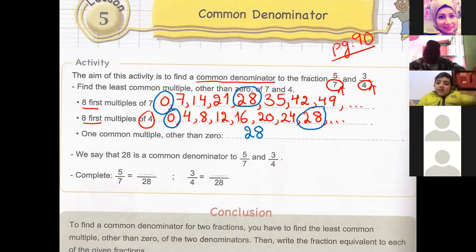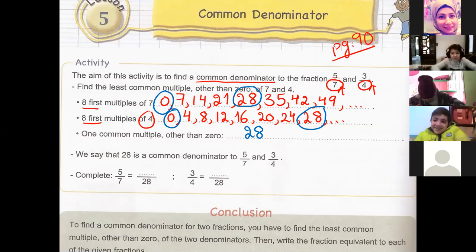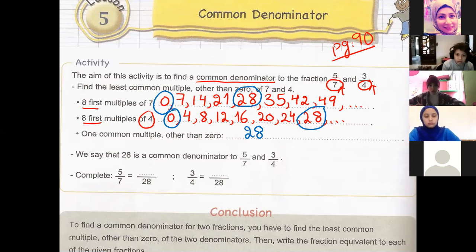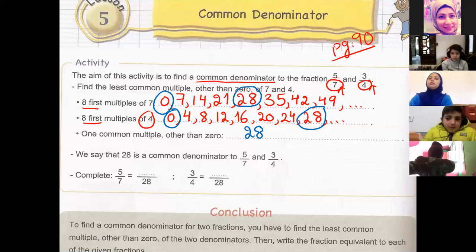How do we find the common denominator? We find the multiples of the first denominator, then the multiples of the second denominator. The first common multiple other than 0 is 28, so it's the common denominator. Now complete the following fractions. We know that these fractions are equivalent, so we have to multiply up and down by the same number.